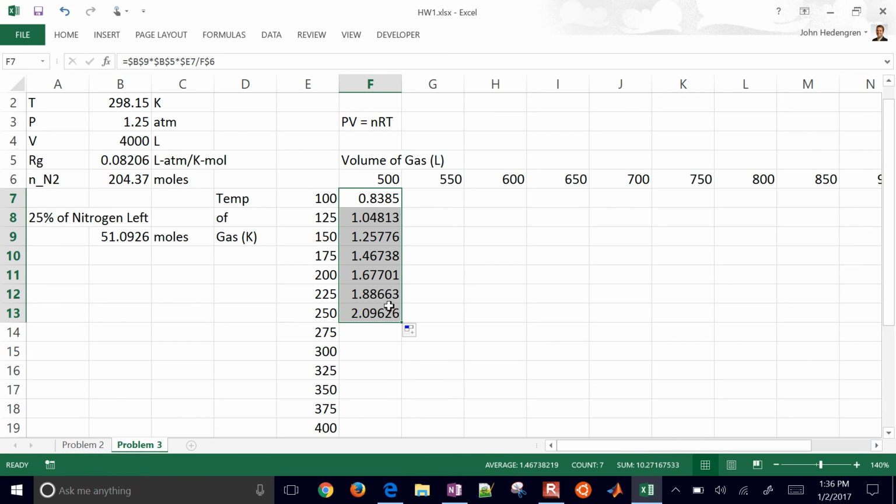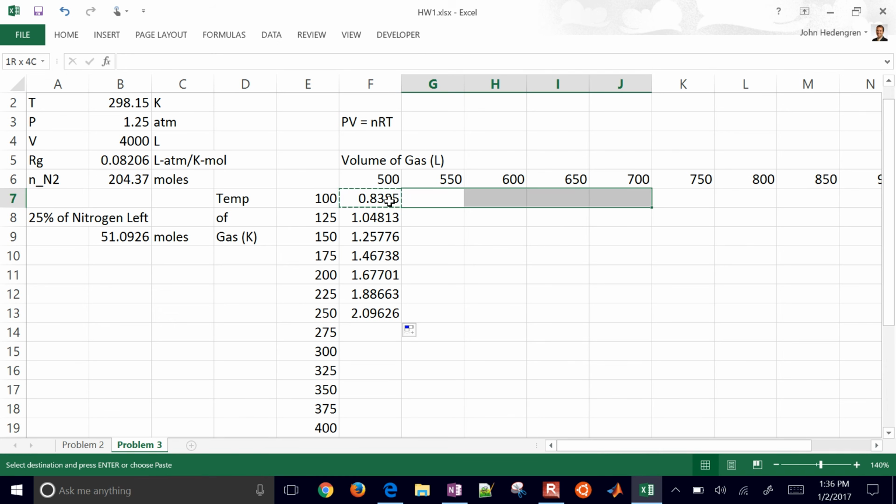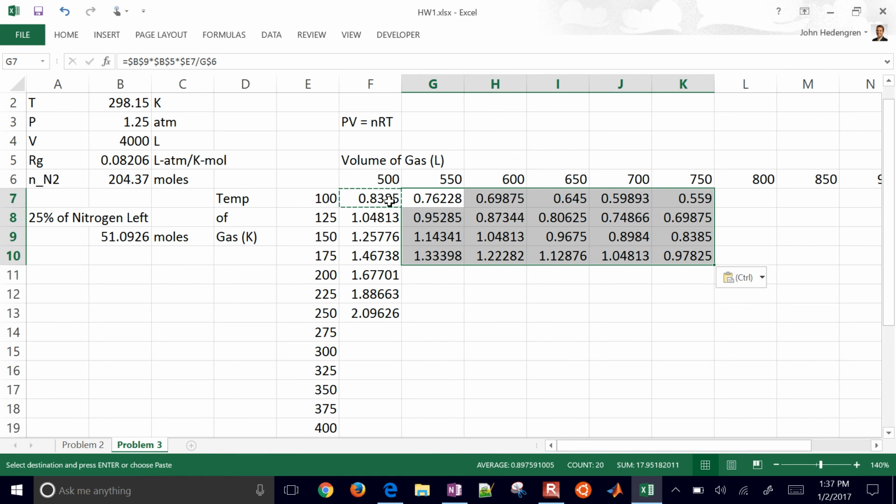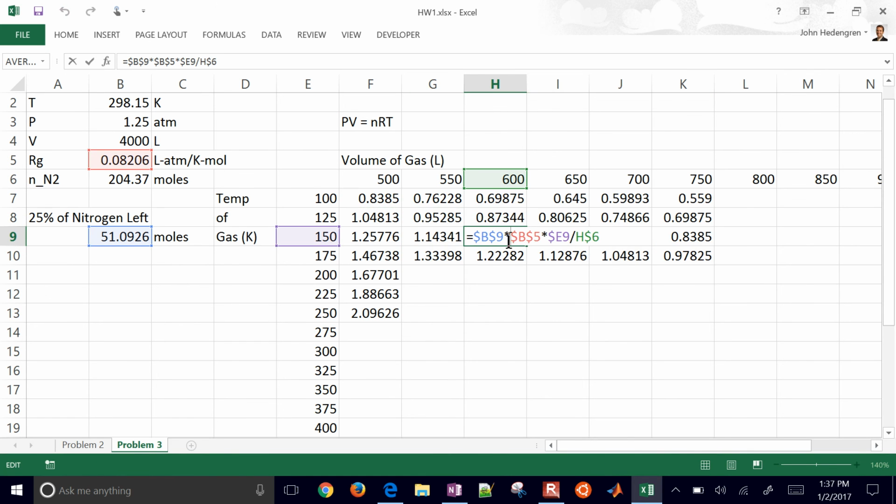okay? Or what you can do is just copy it, do a Control C, and then select the region you'd like to paste into. You can hold the shift key down and hit right and then down and then paste. Okay, and it will copy that equation in, but use the volume of gas that's right above it and the temperature that's to the left of it as we construct this times table like thing.